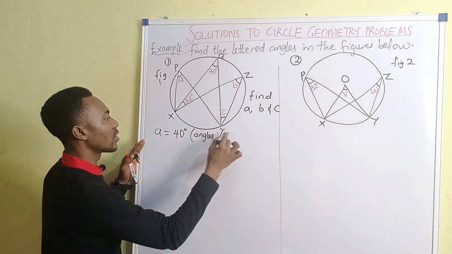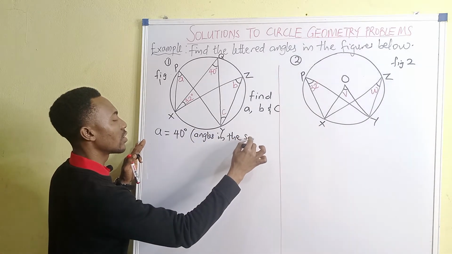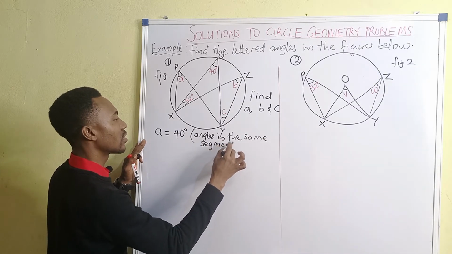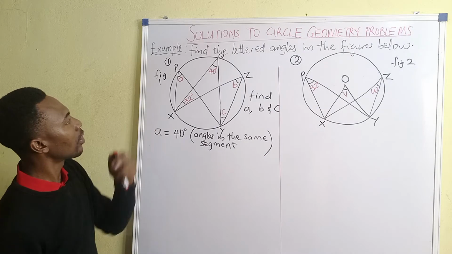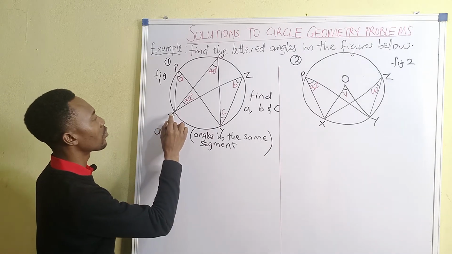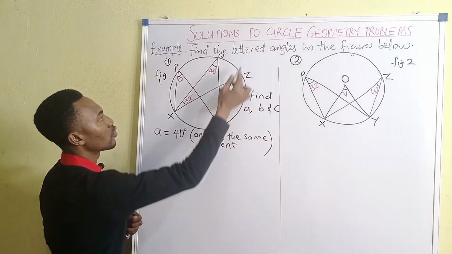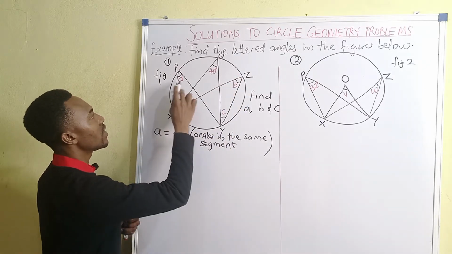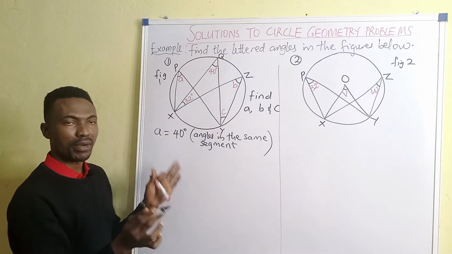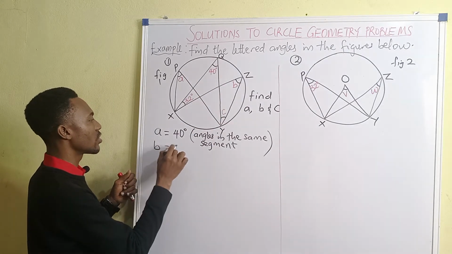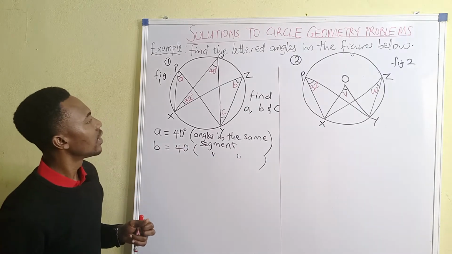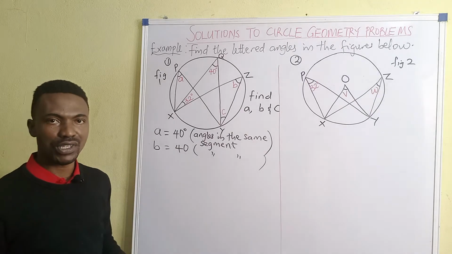angles in the same segment are equal. Okay, now what about B? Of course, B is also coming from point X and point Y. And so if A and 40 are equal, it means B is also equal to 40 by that principle. So B is also equal to 40. The same reason.